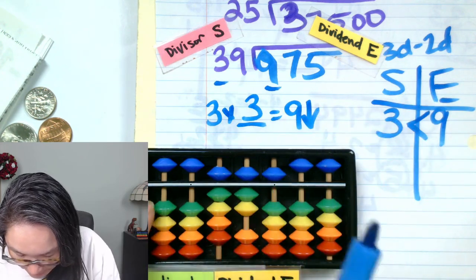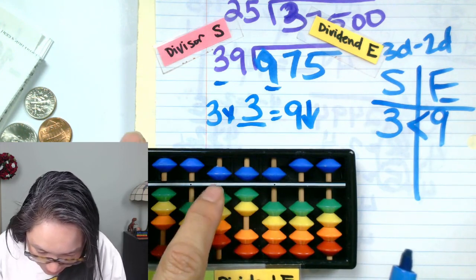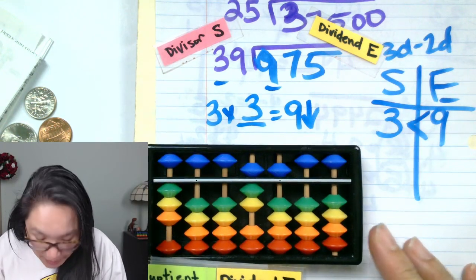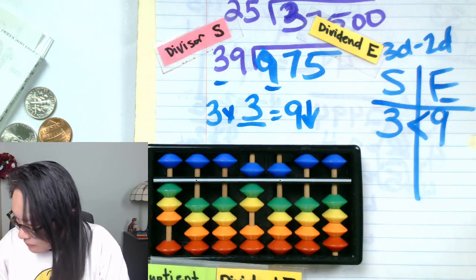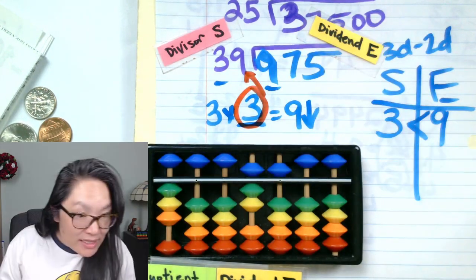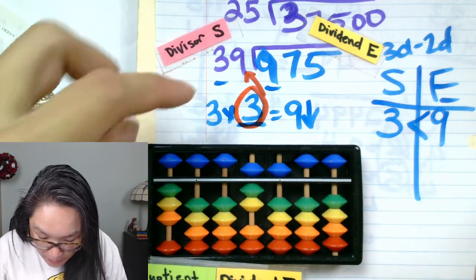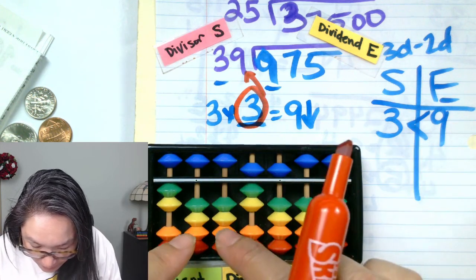So I add my 3 and I take away the 9. Okay, now there's a problem. Why? Because 3 times 9 is 27. So now we know it's too big. So we should take away the 1, right? We got to go back and then we got to add the 3.